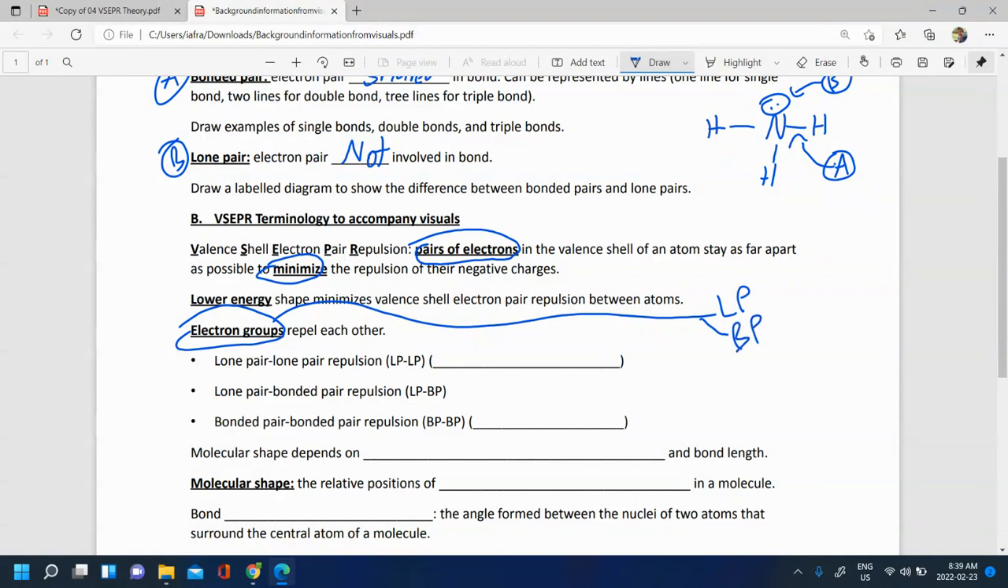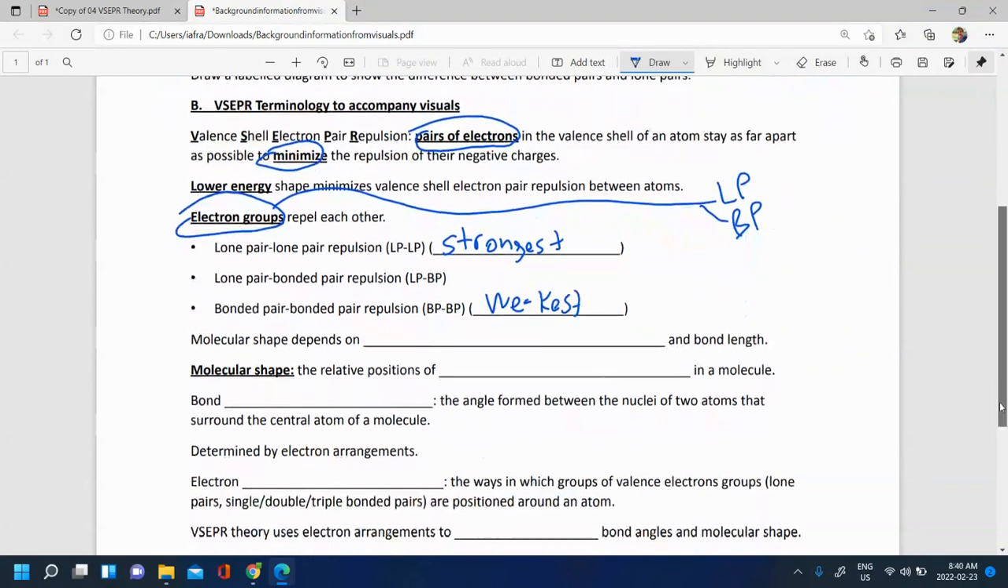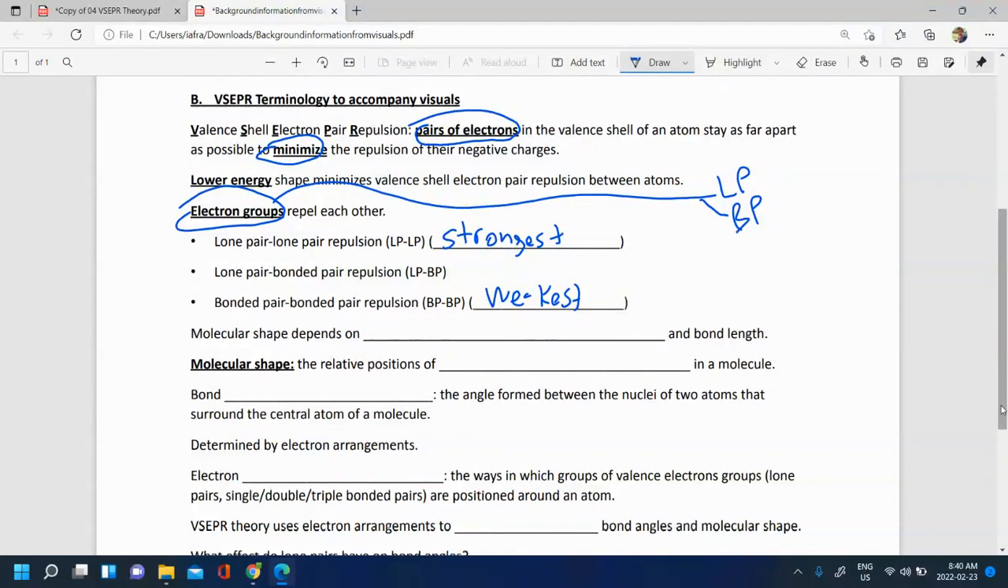And we found that the strongest repelling is between lone pair and lone pair. So if you have lone pair repelling, that's the strongest repelling that happens. The weakest repelling is between bonded pair and bonded pair. And then the intermediate in between is lone pair, bonded pair repelling. But either way, they will all lead to repelling, which leads to our overall shape of the molecule.